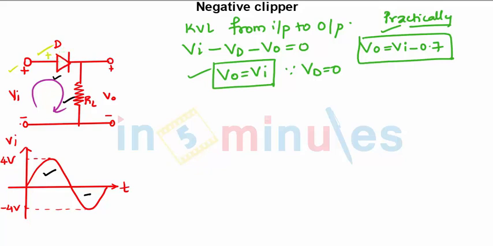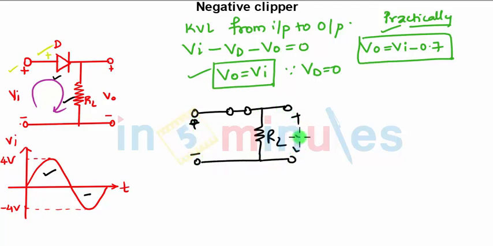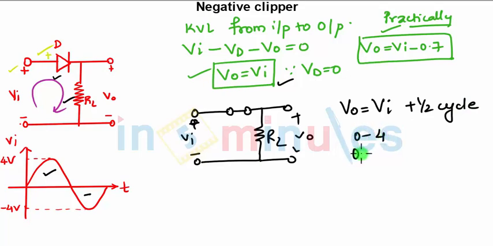So your circuit in the positive half cycle will look like this. The diode will be shorted, then the load resistance RL, your input voltage VI, and the output voltage VO, which is satisfied by the equation written, VO equals VI. So your VO will vary in accordance with VI in the positive half cycle. That means if your VI is varying from 0 to 4 volts, your VO will vary from 0 to 4 volts in the positive half cycle. This is the analysis in the positive half cycle.